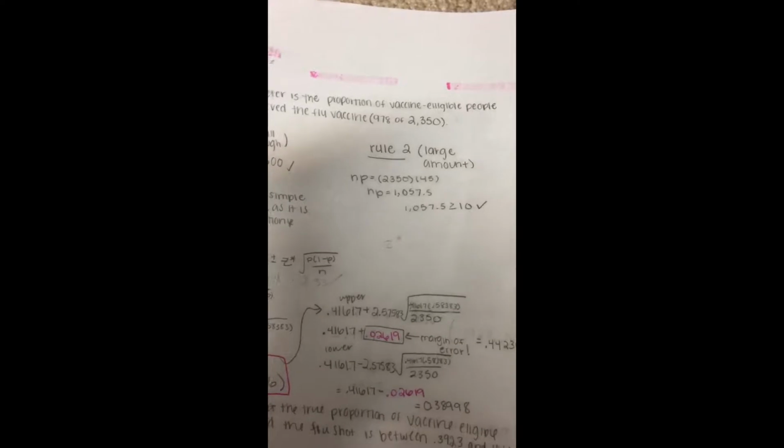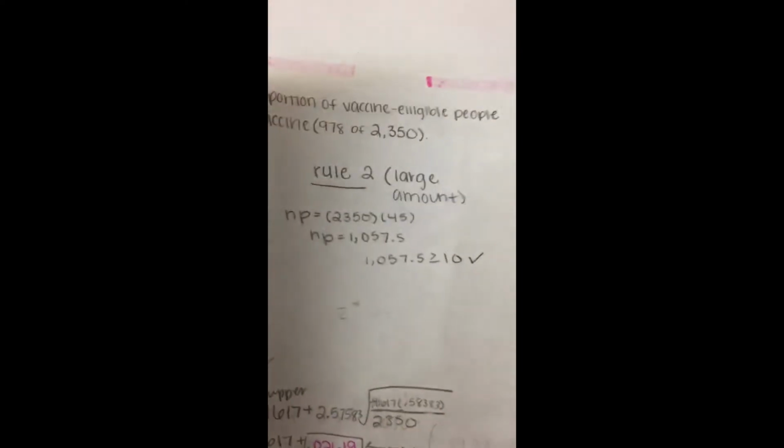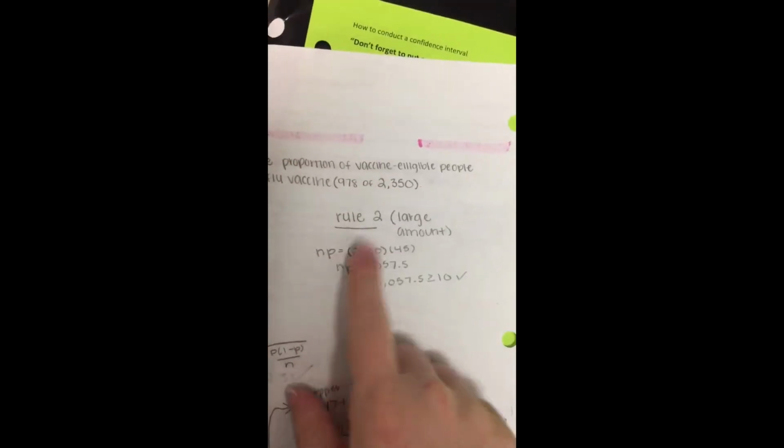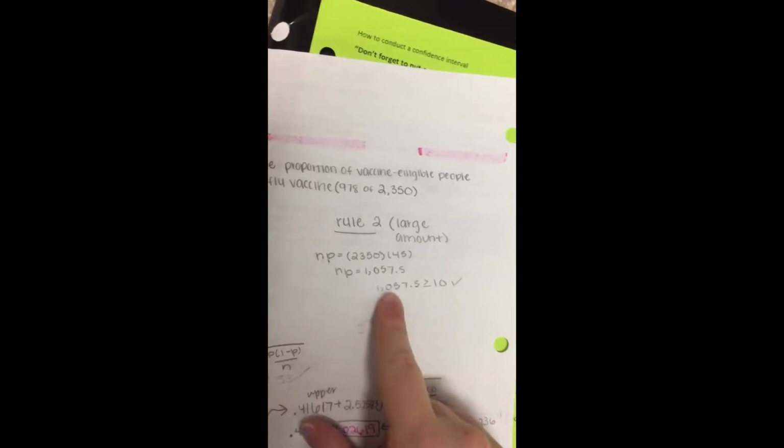And then rule of thumb number 2 is to make sure that your sample is large enough. You would take n times p, so our n value is our sample size, and then our p value is 45, because they said in the problem that 45% of vaccine-eligible people had received the flu vaccination. So that's where we got that, and you just have to make sure that that is going to be greater than or equal to 10, which it is.